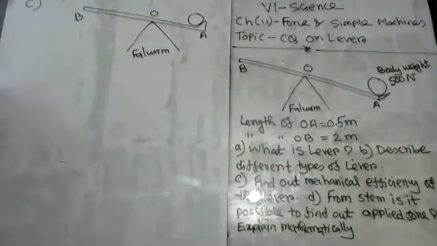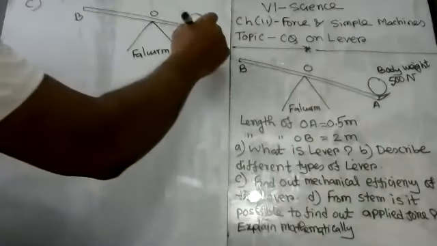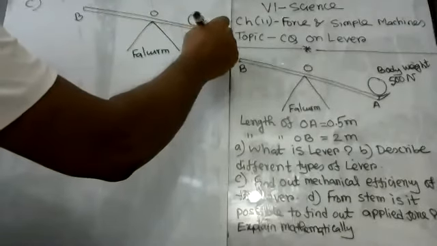You see that at point A, there's an end. So point A is known as the weight point. If you want to lift any substance or any body, you must keep that body at point A. So it's known as the weight end or weight point.